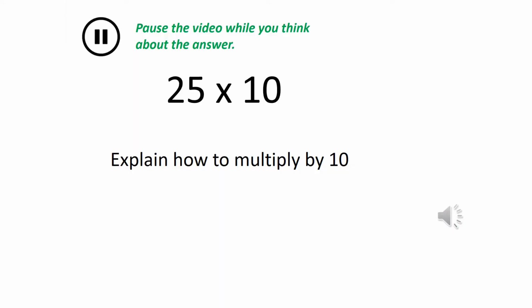We're going to start with the easy questions and then work our way upwards. Can you explain to somebody around you, parent, sibling, the dog, a plant, how you would multiply by 10? Think about using place value columns. Think about the vocabulary you're going to use.